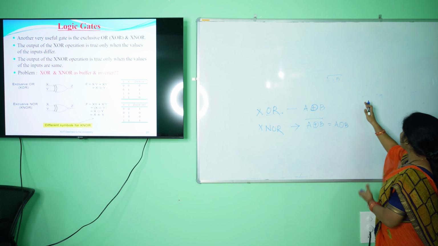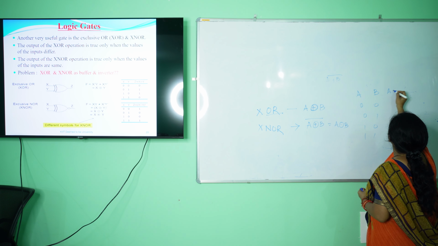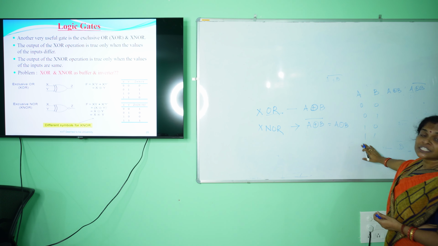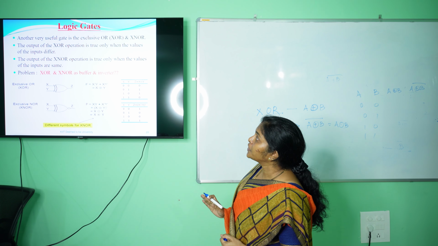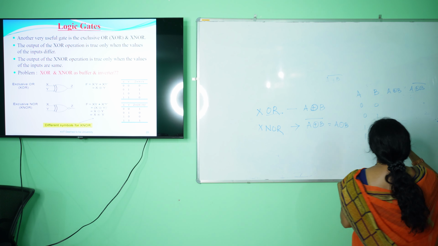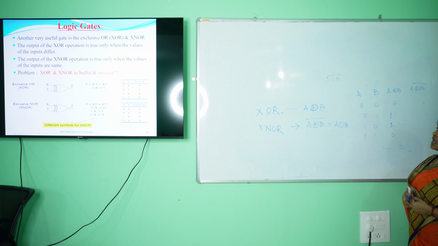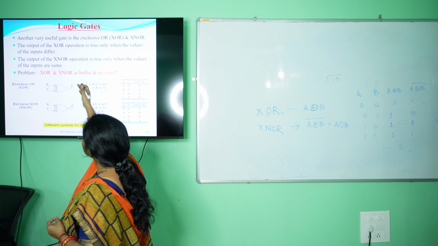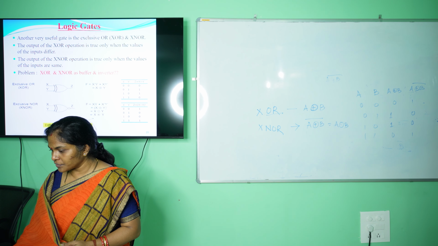Now what will be the truth table? Same principle. Just put A, B. It also has two inputs with one output, but here the condition for exclusive OR is that when both the inputs are the same, the output differs. That means if it is 0, 0 and 1, 1, the same, the result will be 0. Otherwise it is 1. Whereas for exclusive NOR, it is just the opposite. That means the output of the XNOR operation is true only when the values of the inputs are the same. Okay. So this is exclusive OR and exclusive NOR.